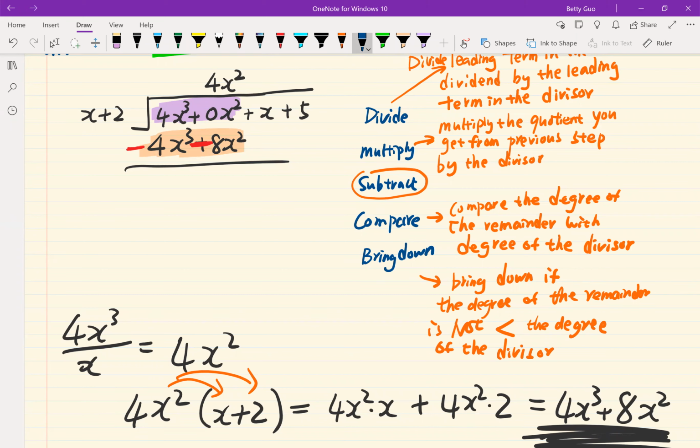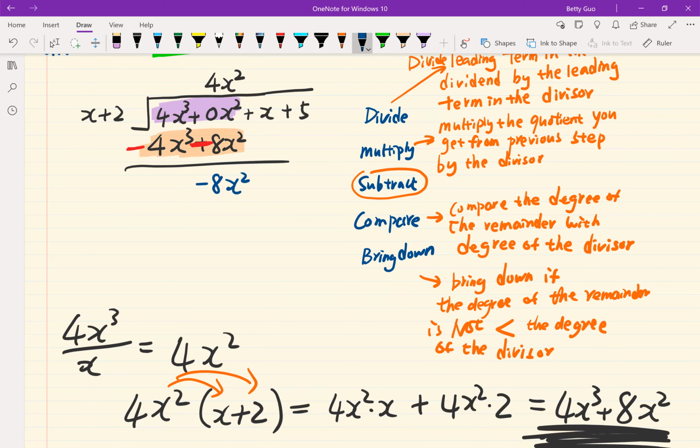Next step, compare. Compare what? Compare the degree of the remainder with the degree of the divisor. What's the degree of the divisor? 1. What's the degree of the remainder? 2. We stop the whole process when the degree of the remainder is strictly less than the degree of the divisor. But now it's bigger, right? We continue. We're going to bring it down.